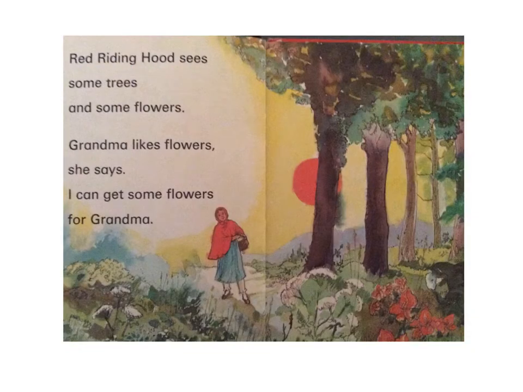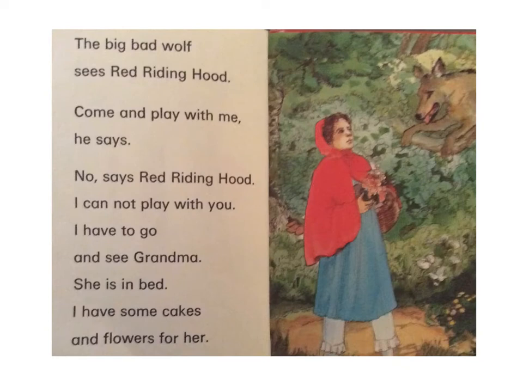Red Riding Hood sees some trees and some flowers. "Grandma likes flowers," she says. "I can get some flowers for Grandma." The big bad wolf sees Red Riding Hood. "Come and play with me," he says. "No," says Red Riding Hood. "I cannot play with you. I have to go and see Grandma. She is in bed. I have some cakes and flowers for her."